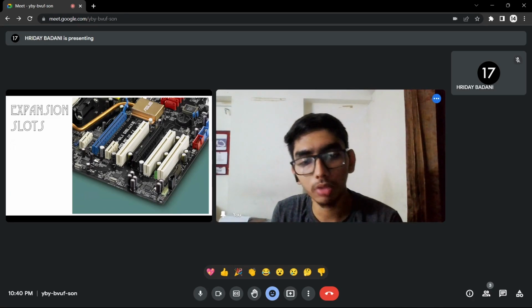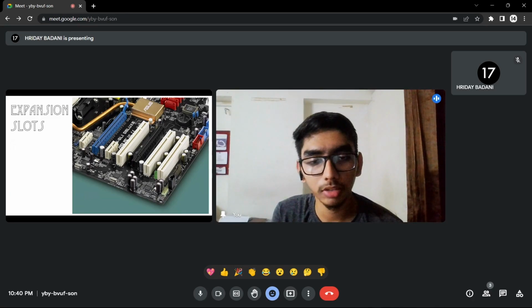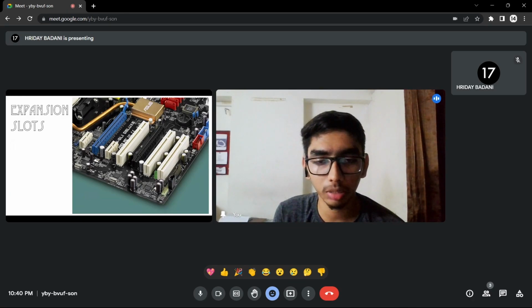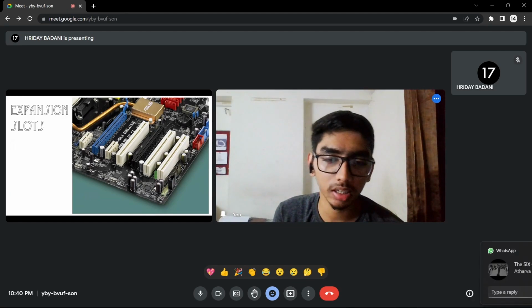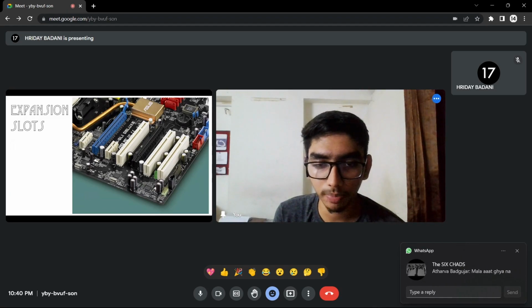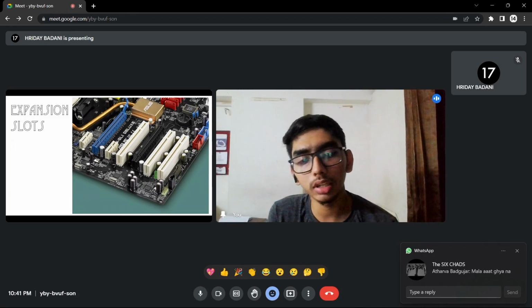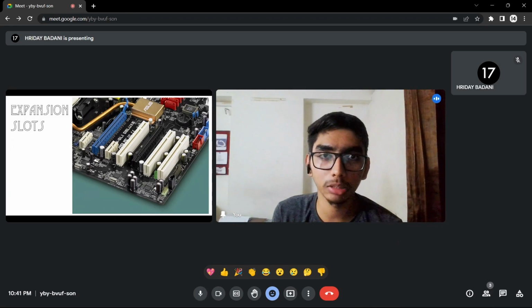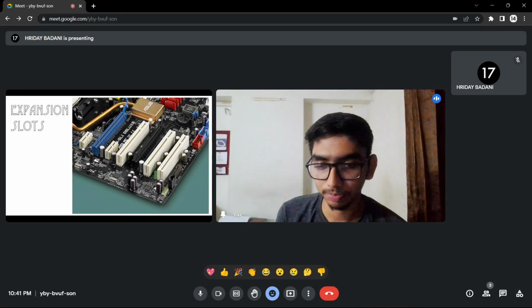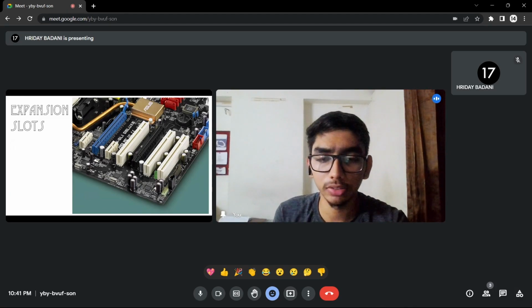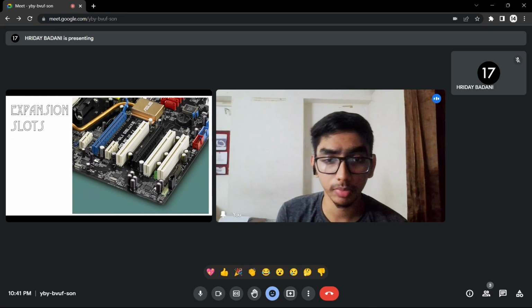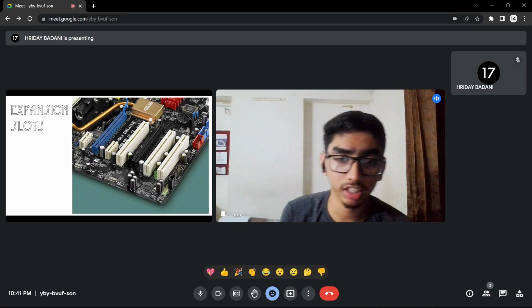PCI slots are backward compatible, which means that a PCI 3.0 device can be used in a PCI 4.0 slot and vice versa. However, the device will only operate at the maximum speed of the slot. The PCI slots are classified by the maximum data transfer rate, measured in gigabytes per second.